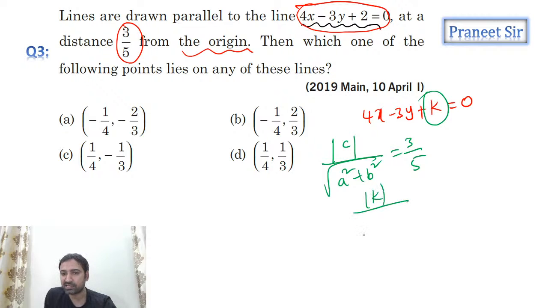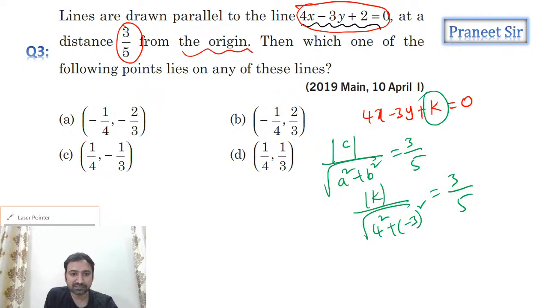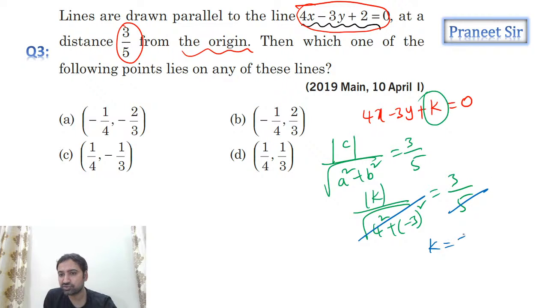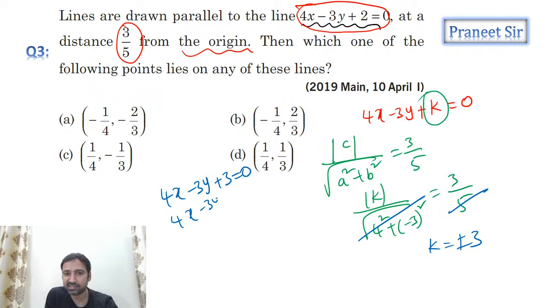So mod k by square root of 4 square plus (minus 3) whole square is equal to 3 by 5. So if we cancel this 5 and 5, this is 5 and this is also 5, so we're getting k is equal to plus or minus 3. The two lines we are getting are 4x minus 3y plus 3 equals 0, and another line is 4x minus 3y minus 3 equals 0. Two lines we are getting.